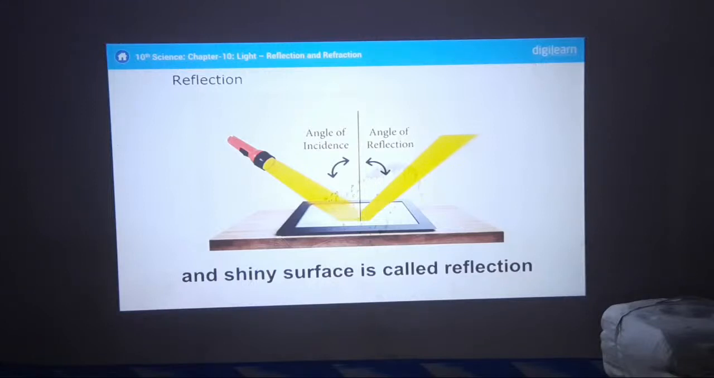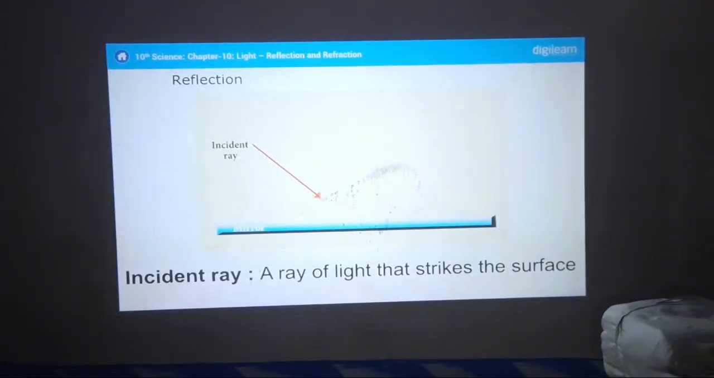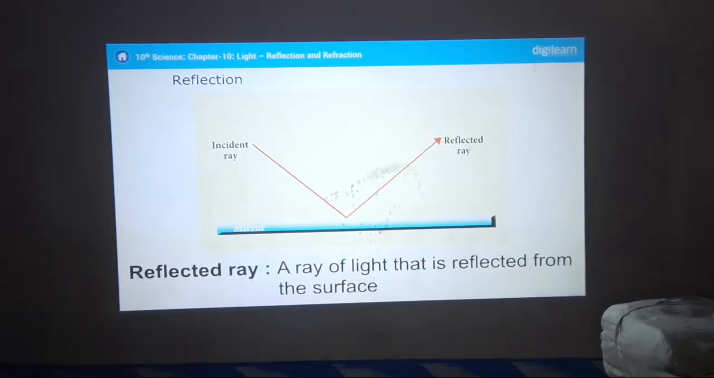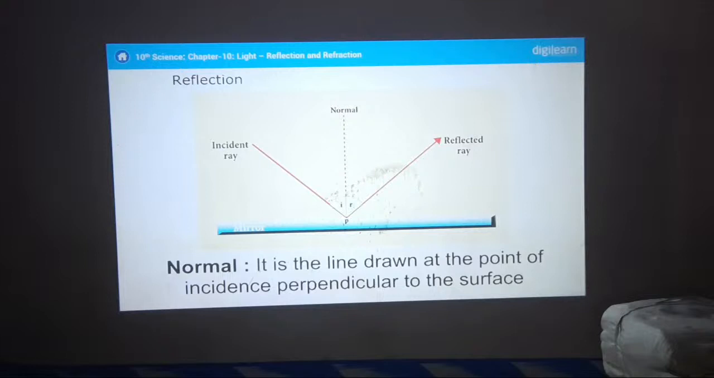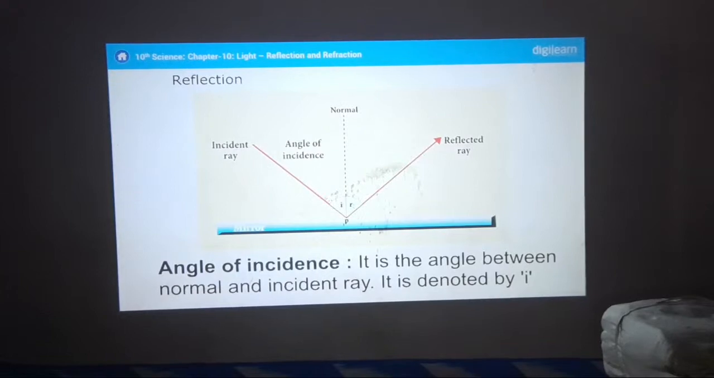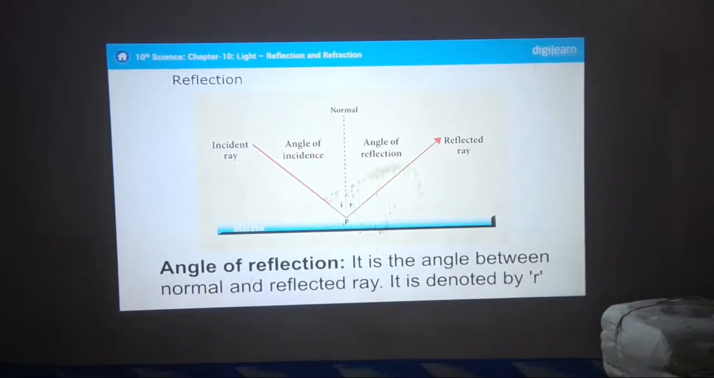A few important definitions are: Incident ray, a ray of light that strikes the surface. Reflected ray, a ray of light that is reflected from the surface. Point of incidence, the point at which the incident ray strikes the surface. Normal, the line drawn at the point of incidence perpendicular to the surface. Angle of incidence, the angle between normal and incident ray, denoted by I. Angle of reflection, the angle between normal and reflected ray, denoted by R.